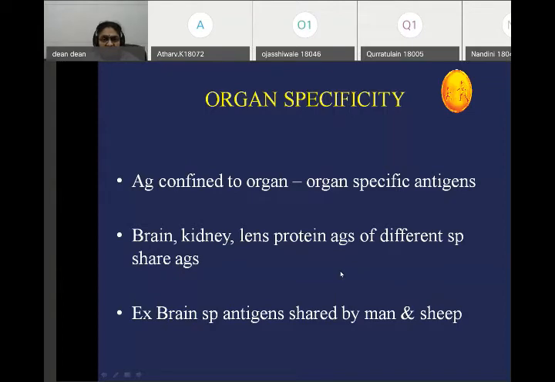Organ specificity. Antigens between different organs are shared. For example, organs like brain, kidney, or lens protein, the antigens of different species are shared. Because of sharing of antigen, for example, in case of brain specific antigens, they are shared by man and sheep. When sheep brain is used for vaccine preparation against rabies, antibodies are produced against the sheep brain antigens. They can act on the human brain. So because of sharing of these antigens, they are called organ-specific antigens.